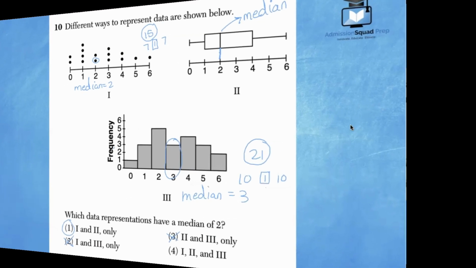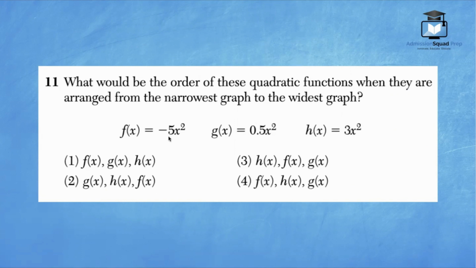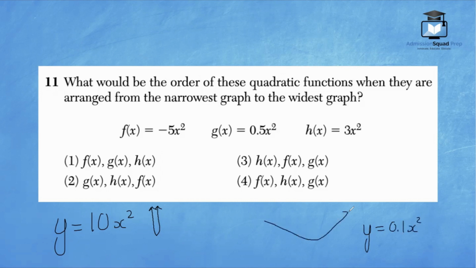Let's keep going. Question number 11. What would be the order of these quadratic functions when they are arranged from the narrowest graph to the widest graph? Remember, the narrower the graph, the higher the coefficient. For instance, let's say 10x squared is going to look something like this. The wider the graph, the smaller the coefficient. So let's say y equals 0.1x squared. It's going to look something like this.